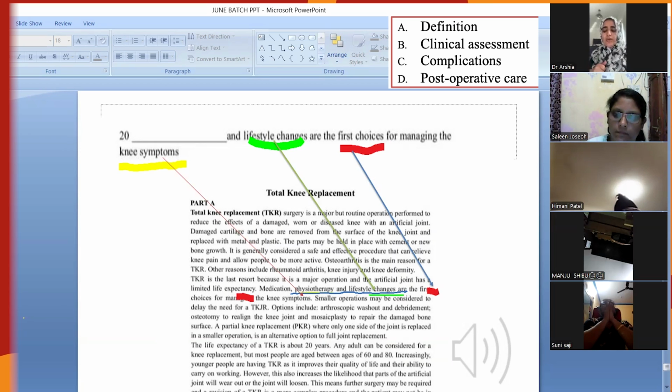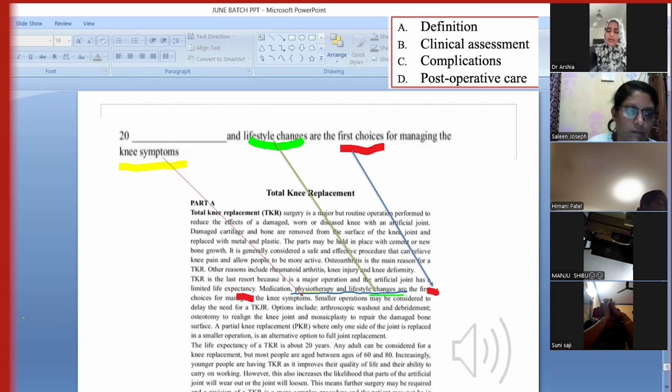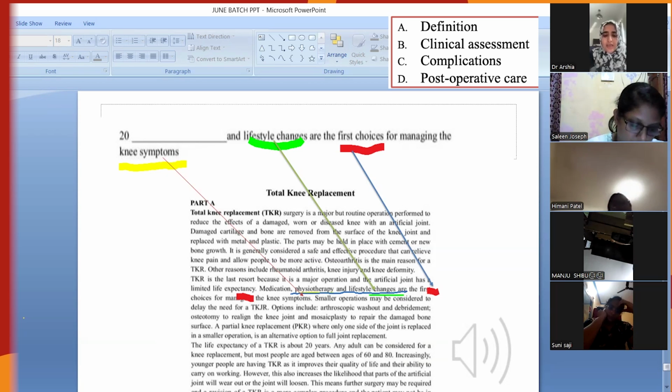analysis. While doing question analysis, we will find the keywords. The keywords were the lifestyle changes, first choice, and the symptoms. So it showed me to go to the as-it-is definition, and the lifestyle changes and the management. So in Part A, I go there, and then after scanning, in the last scanning of the text.